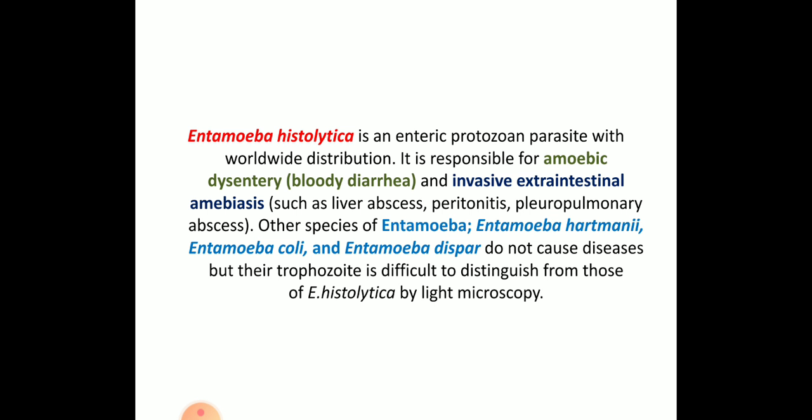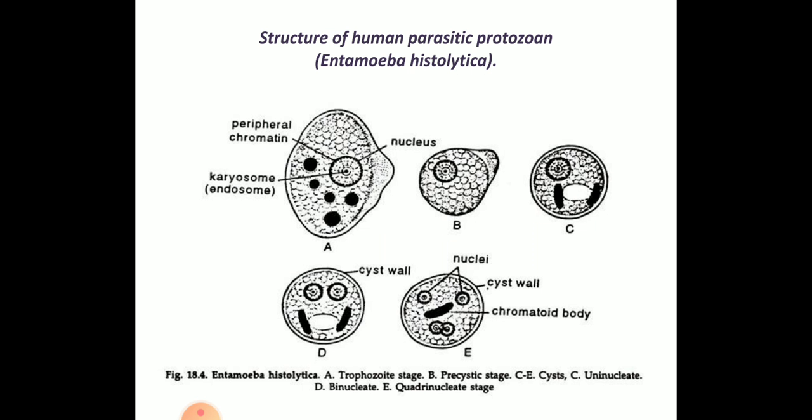Instead of saying which causes dysentery, which ruptures our immune system and all, you can say it causes invasive extraintestinal amoebiasis. Please stick to the scientific terminologies, which will help you get good marks. And the examples are Entamoeba coli, Entamoeba dispar, Entamoeba hartmanni. So these are the examples. Entamoeba histolytica also is their family member.